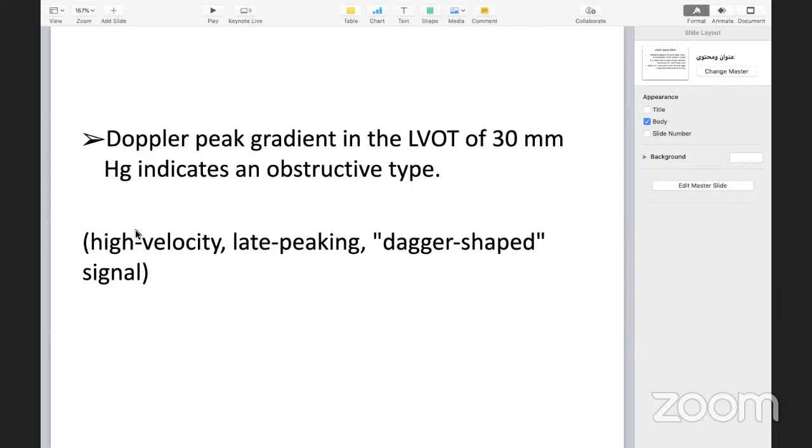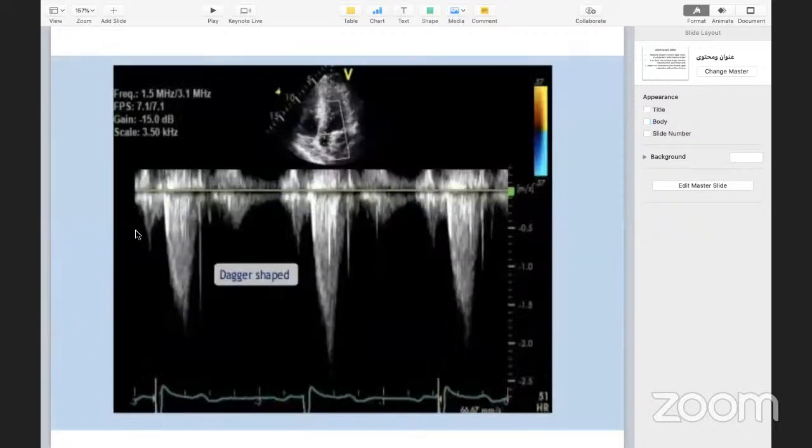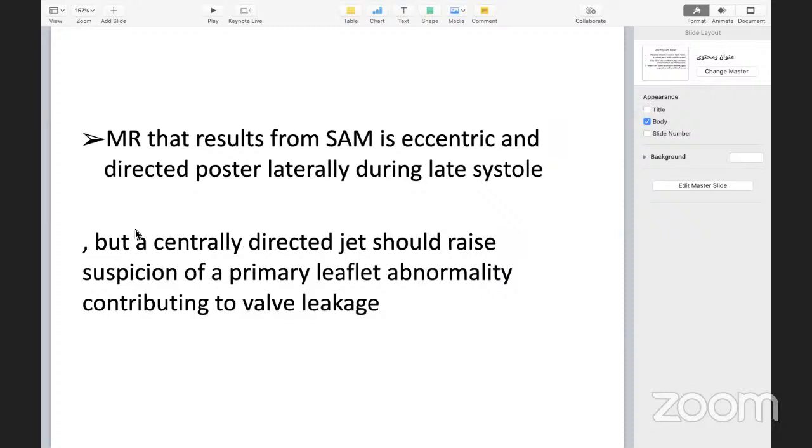The Doppler peak gradient in the LVOT of 30 mmHg indicates obstructive type, and this will show as a high velocity, late peaking, dagger-shaped signal. As we have discussed with Dr. May, it's like this, dagger-shaped. And then the MR that results from SAM is eccentric and directed posterolaterally during late systole, as we mentioned earlier. But a centrally directed jet will raise the suspicion of primary leaflet abnormality, as we mentioned earlier also.